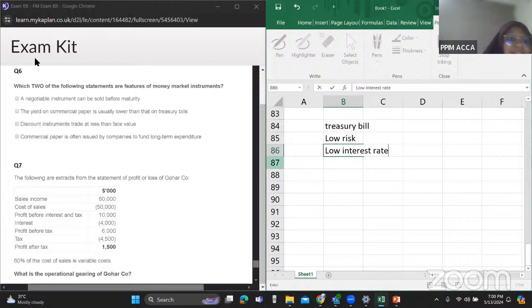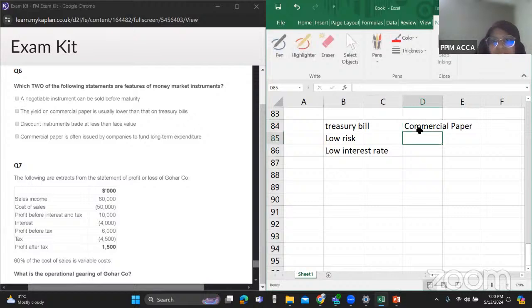Okay, so then they're saying here the yield on a commercial paper is usually lower than that on treasury bills. That's wrong, because a commercial paper is something that a company will issue. If they want debt, they will issue a commercial paper. When it comes to a company, the risk is much higher. So when it comes to a commercial paper, the risk is high, and because the risk is high, the interest rate that they will have to offer will also be higher. So the lowest interest rate for a debt instrument will usually be for that of treasury bills. So that is actually wrong.